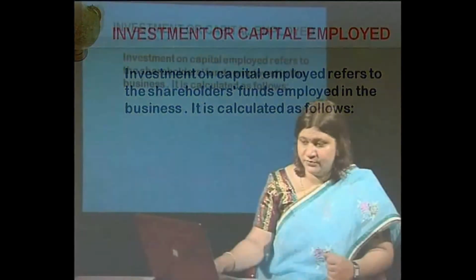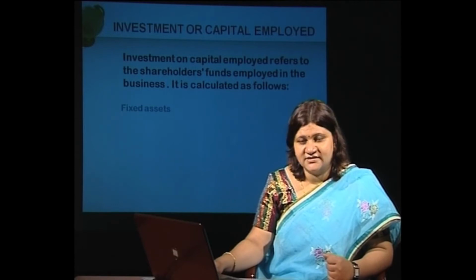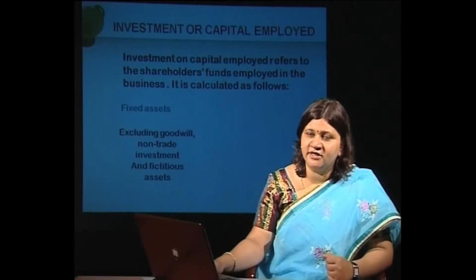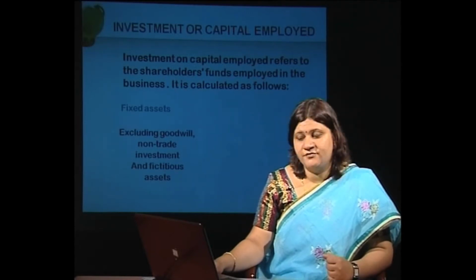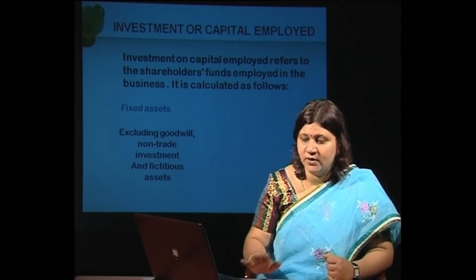Now, how is it being computed? It's a very important calculation. So, first of all, we will take fixed assets, but it shall exclude goodwill, non-trade investment and fictitious assets. Fictitious assets are those assets which are not genuine assets, or which are being recorded in the list of the fixed assets, but in all they are not giving returns to the business. Goodwill we all know, and non-trade investments are also part of the assets, but in the list of fixed assets we will exclude all three: goodwill, non-trade investment and fictitious assets.